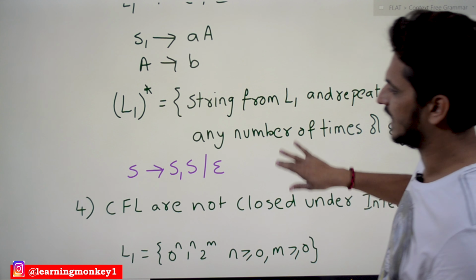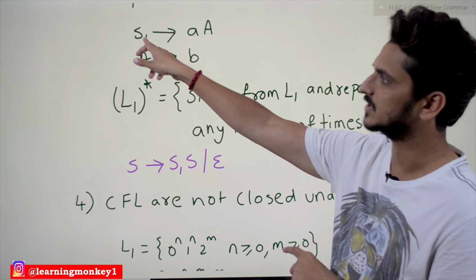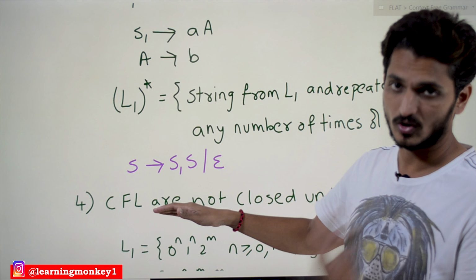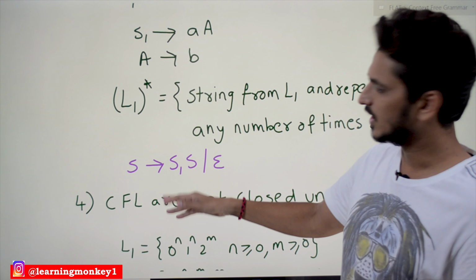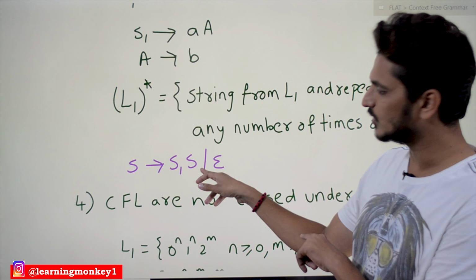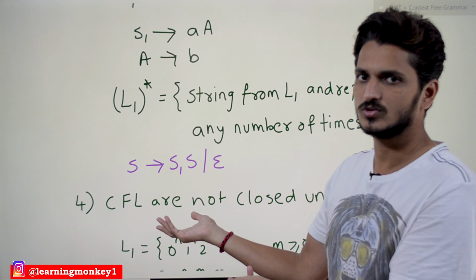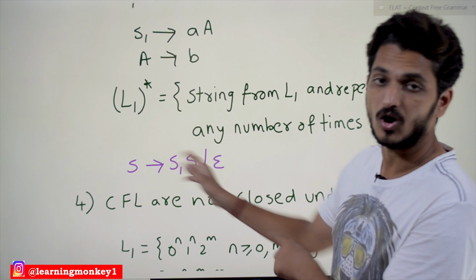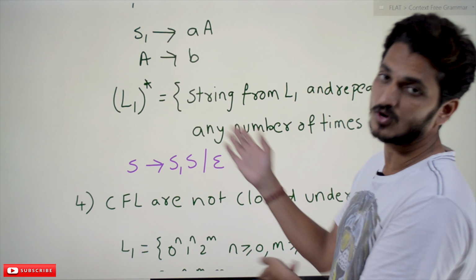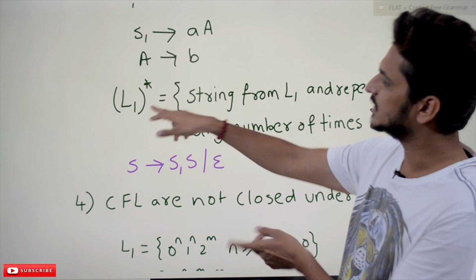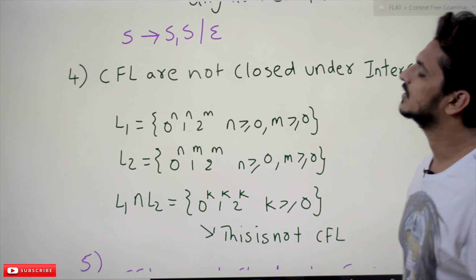This can be written by taking an extra production, S tends to S1, where S1 is the starting production. The remaining productions we have not written here; usually you have to write the remaining productions down. So S tends to S1, and after that we are again calling S, which means we are repeating the process. That is what Kleene closure means. We are repeating, or epsilon. That is the meaning of Kleene closure. This is how we write a context-free grammar for the given language, meaning L1 star can be written like this. So it is closed under Kleene closure.